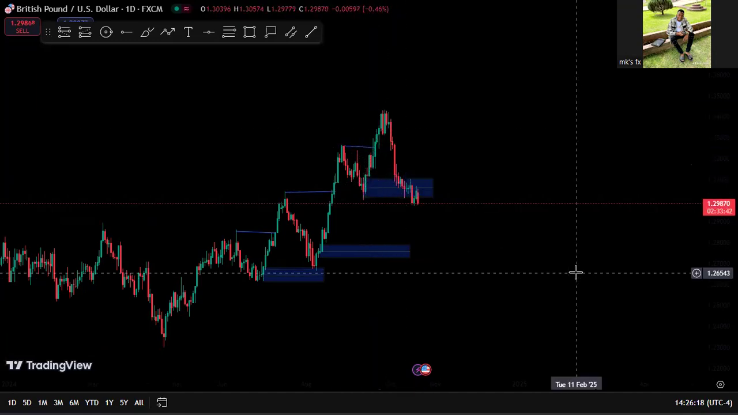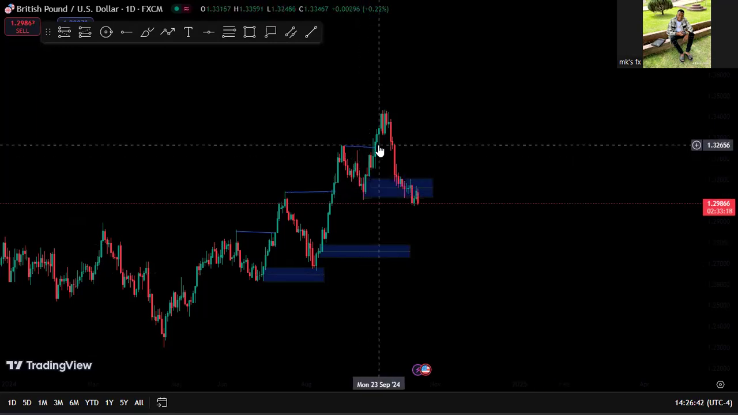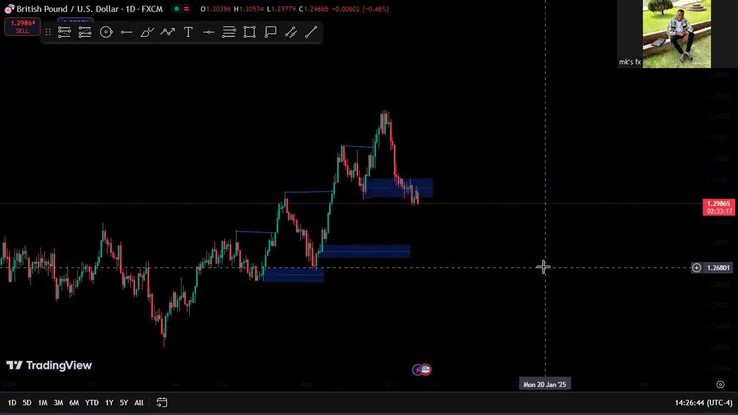What is the next rule? The next rule is it should create an imbalance. What is an imbalance? Some people call it fair value gap, some people call it imbalance. So if you don't understand these terms, drop down the comment section and I'll explain them better for you. So that order block should create an imbalance. Did this order block create an imbalance? If you can look at this, no, there was no imbalance. So it is failing the second rule.